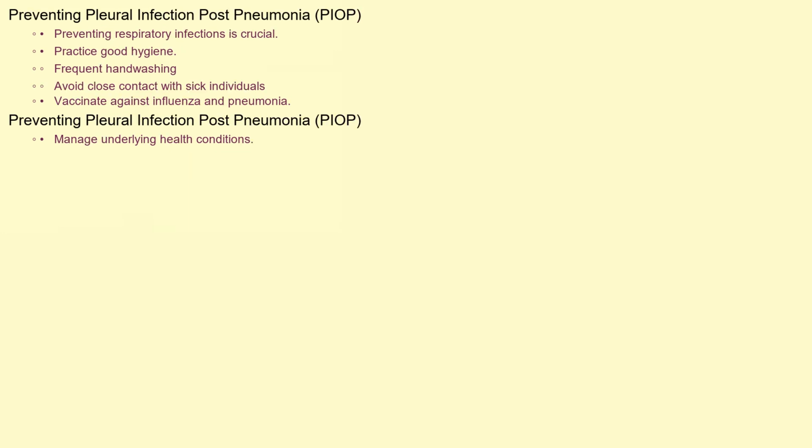Preventing PIOP directly is challenging, as it's a consequence of an infection. However, preventing respiratory infections in the first place is crucial. This includes practicing good hygiene, such as frequent hand washing, avoiding close contact with sick individuals, and getting vaccinated against influenza and pneumonia. Individuals with underlying health conditions should manage them effectively to reduce the risk of severe infections.